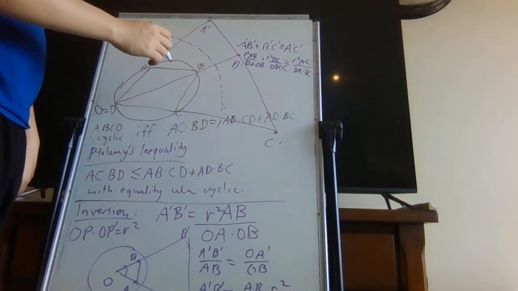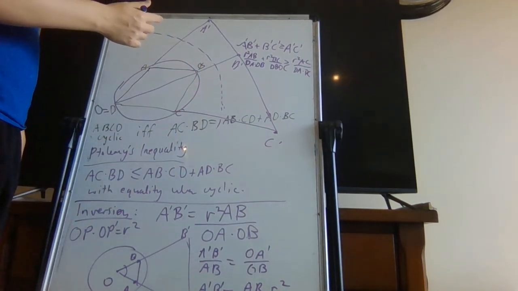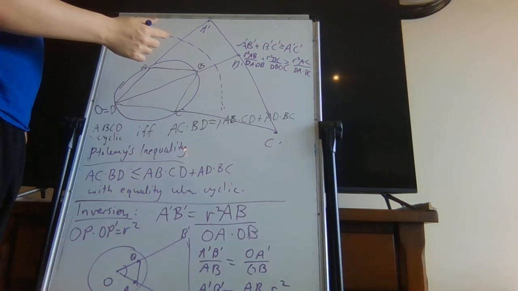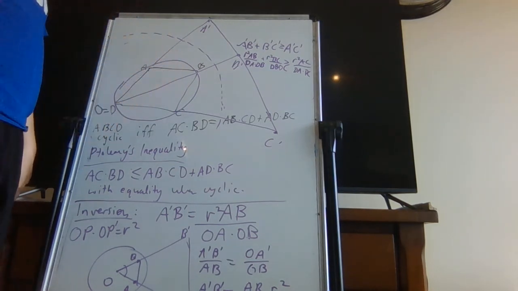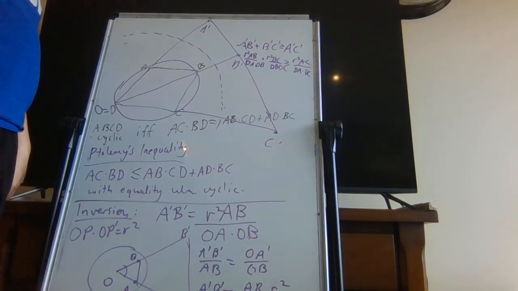Wow. Have you seen this one before? Yeah, you multiply by DA DB DC on R squared. Oh, you just did it just then. Yeah, but it's new to you today. Maybe I've seen it, I forgot about it.